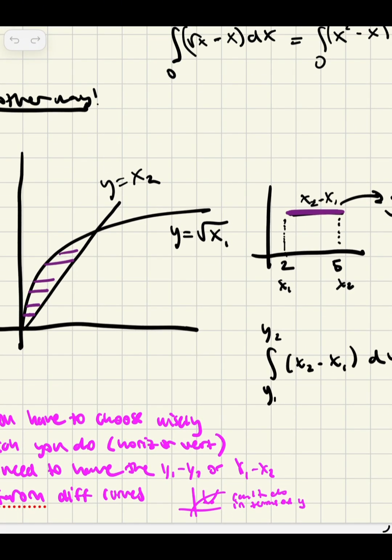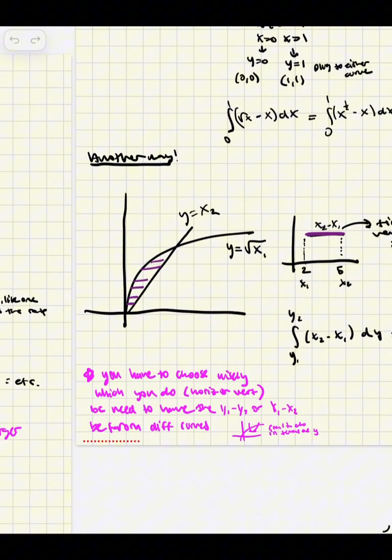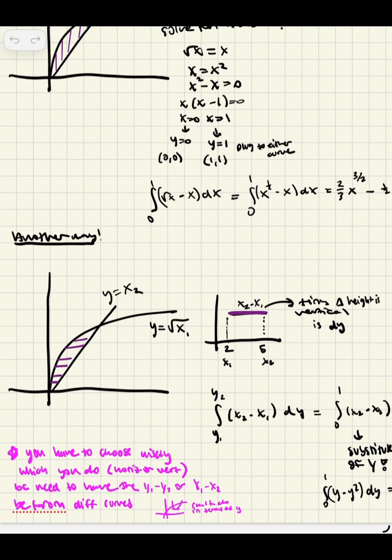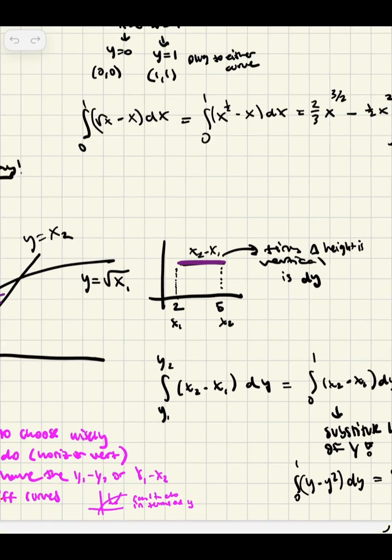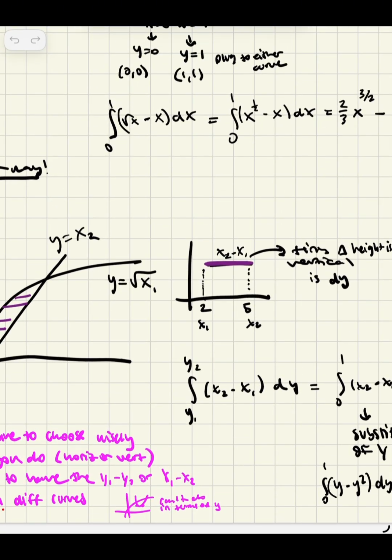So here, you're going to integrate now from y1 to y2, which means from the y value at this point to the y value at this point, which I found out is also from 0 to 1, but it does not obviously have to be in some cases. So now you have to be really careful. It's actually of x2 minus x1.